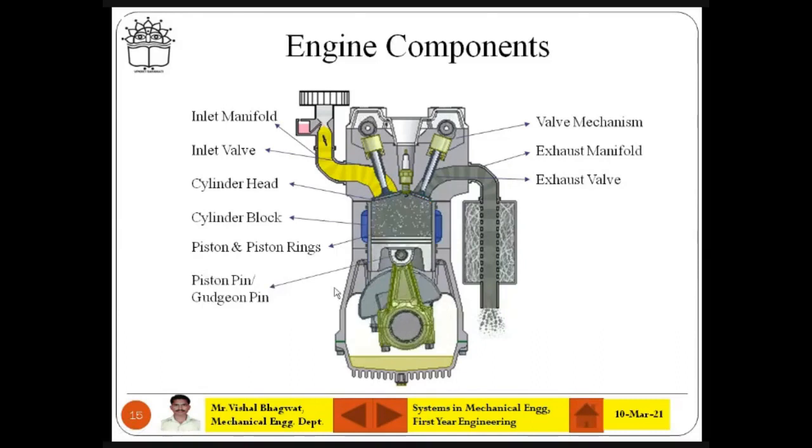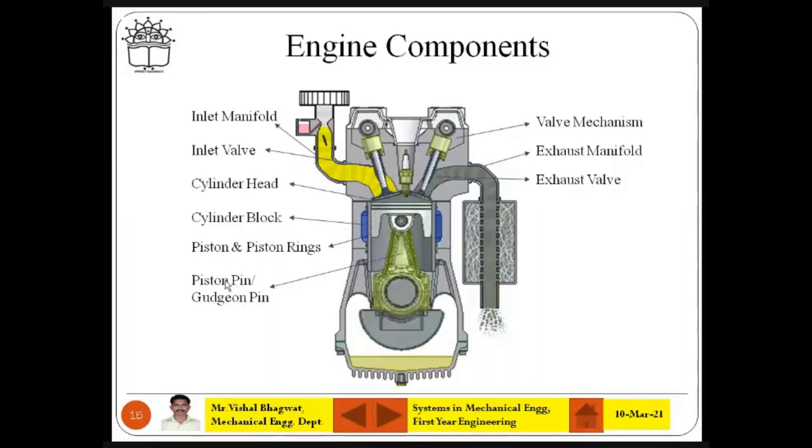Okay, we will see the next part. This is piston pin or gudgeon pin. Piston pin is also called a gudgeon pin. So piston pin is what connects the piston with the connecting rod. With the help of the piston pin, you connect it.